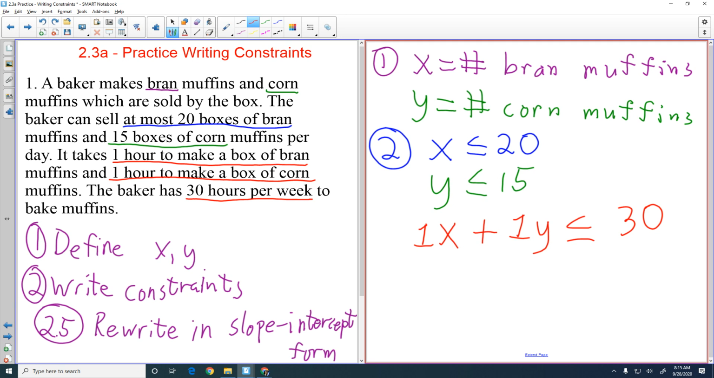Are there any other constraints in this word problem? I think we got them all, right? We looked through every sentence. We had some info from each one of those that we grabbed.